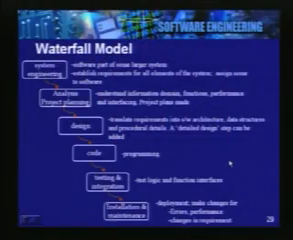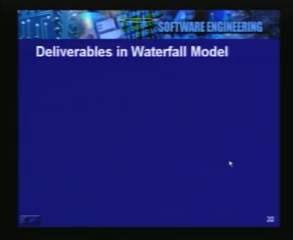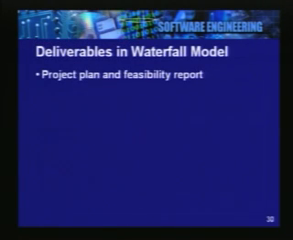So these are the different phases through which a typical software development goes. We have identified here the main steps. Now each of these steps has certain deliverables.